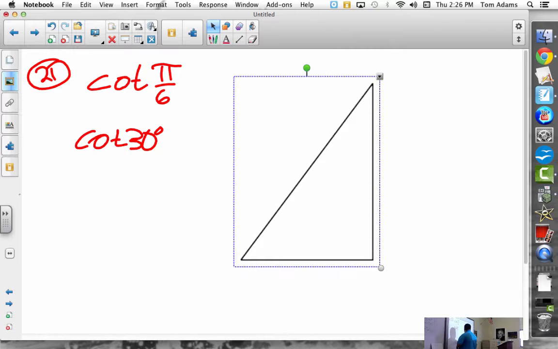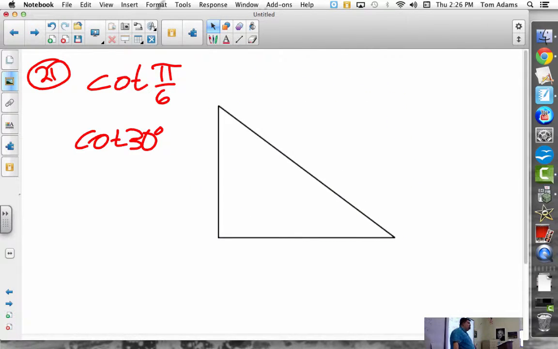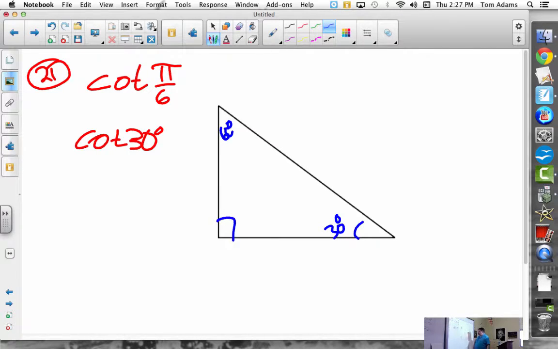Except in this case, when I used to teach this, I used to draw the exact same triangle the exact same way every time. But I'm not going to do that anymore. Because when I give the test, if the triangle wasn't exactly drawn the same way every time, the kids will get confused. So this is my 30 degrees. This is my 60 degrees. And this is my right angle.